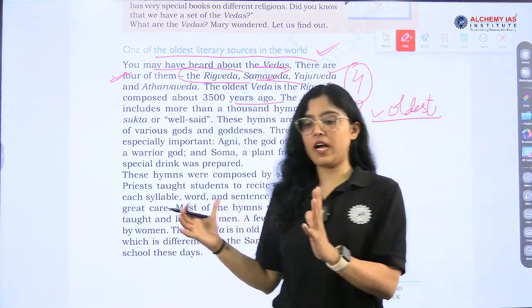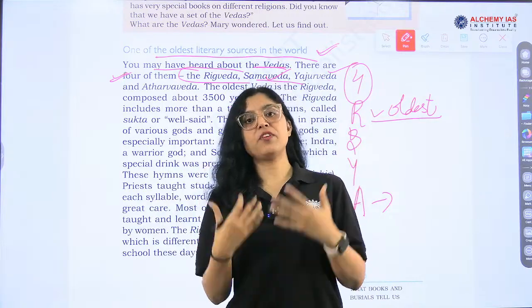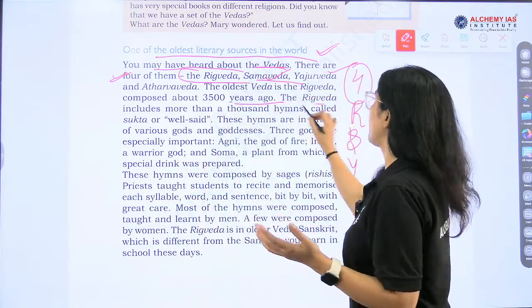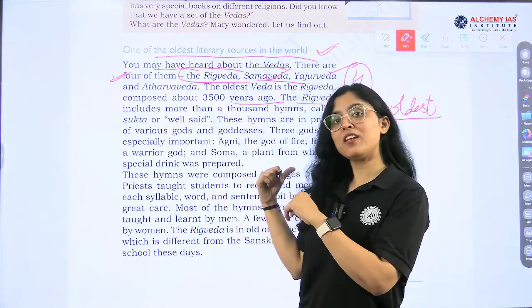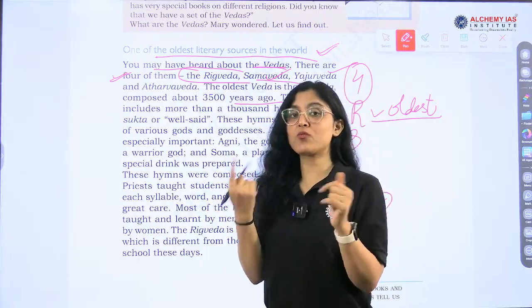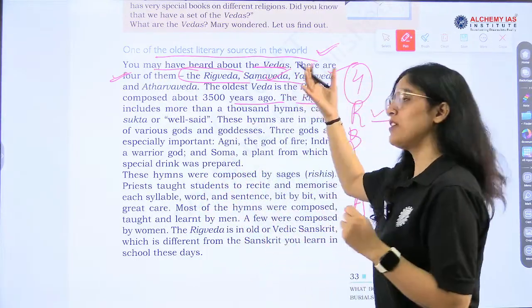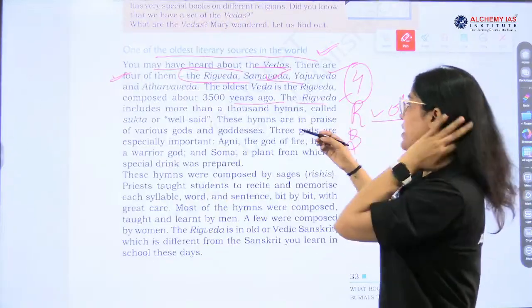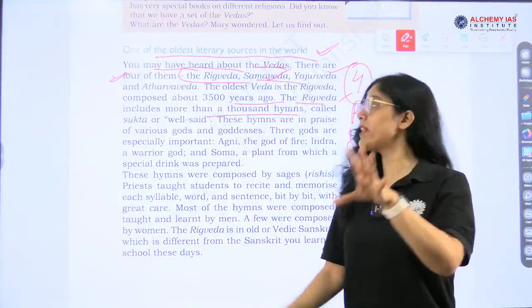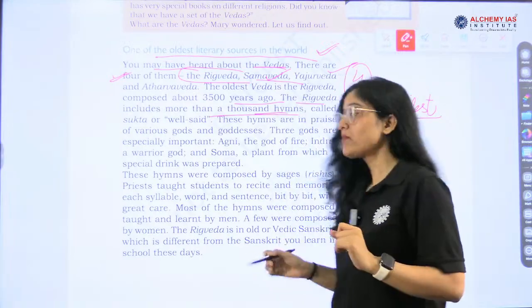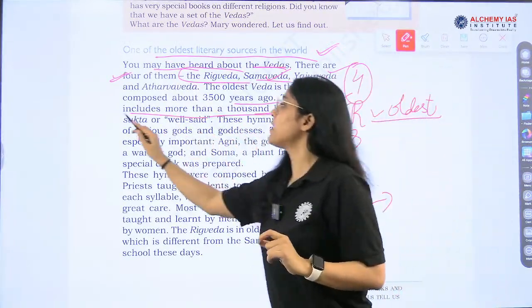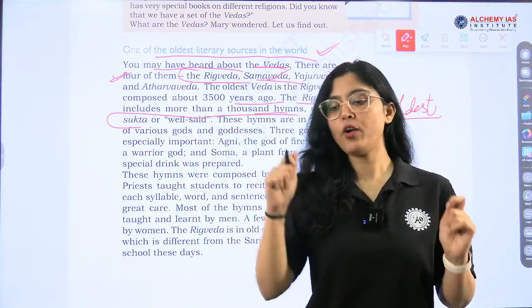These Vedas deal with different subjects. And the source of the other 3 Vedas is what? The Rig Veda, because it is the oldest Veda. The Rig Veda includes more than 1,000 hymns, and these hymns are called Sukta, or well said.